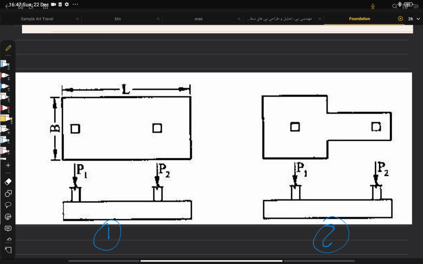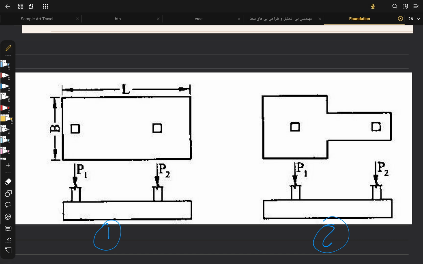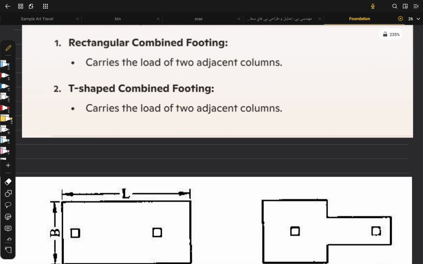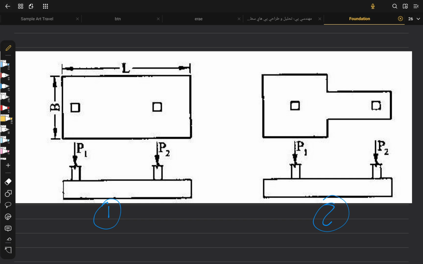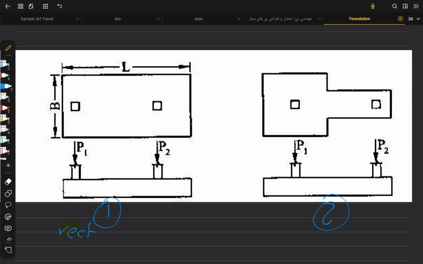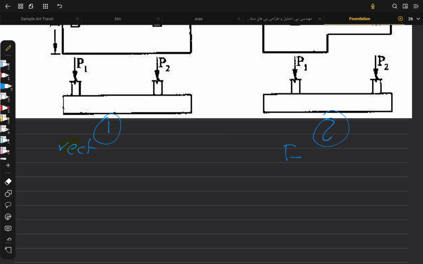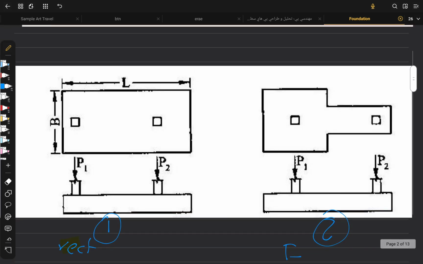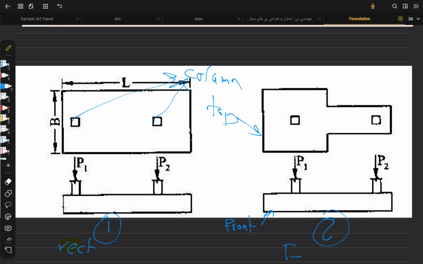They are the pictures. As you can see, we have the rectangular column here. In one we have rectangular, and here we have T-shaped. You can see the differences and the views. This view is from the front and this view is from the top. These are columns, as you can see. Okay, let's go.